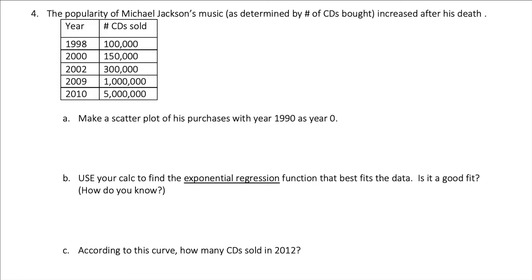We've got here the number of CDs sold in these different years of Michael Jackson's music. Starting off, we want to make a scatter plot of those purchases with year 1990 as year 0. So if 1990 is year 0, first we need to set these years to the proper numbers. So if 1990 is 0, then 1998 is year 8, 2000 is 10, we've got 12, and 19, and 20. And we want to make a scatter plot of this.